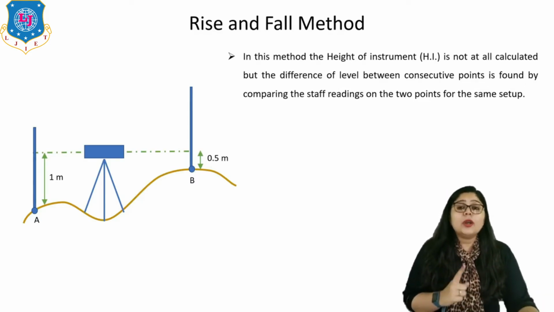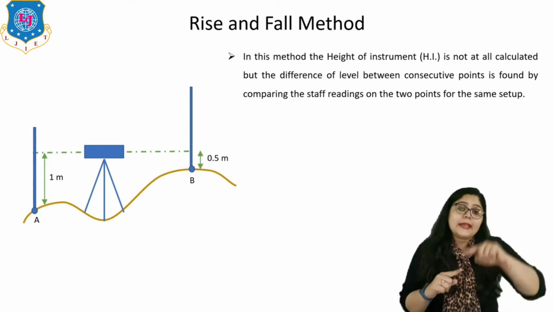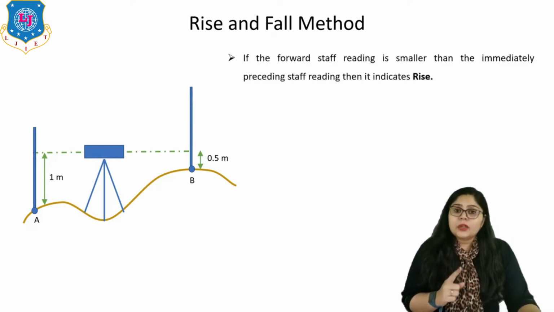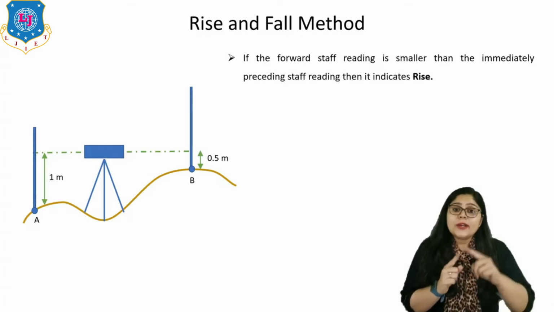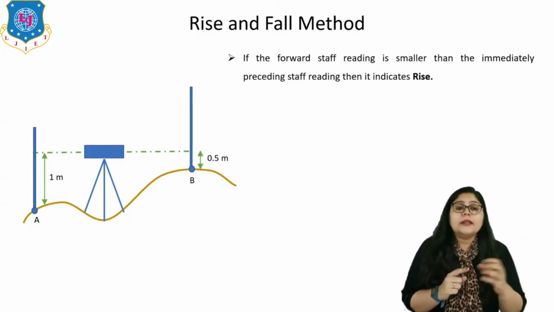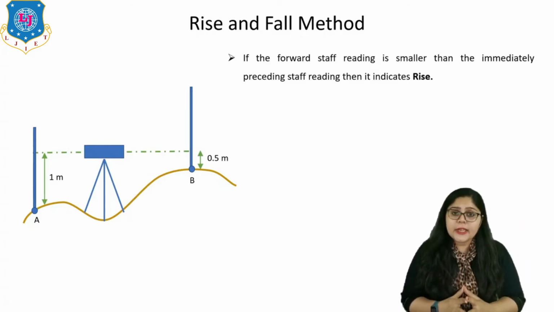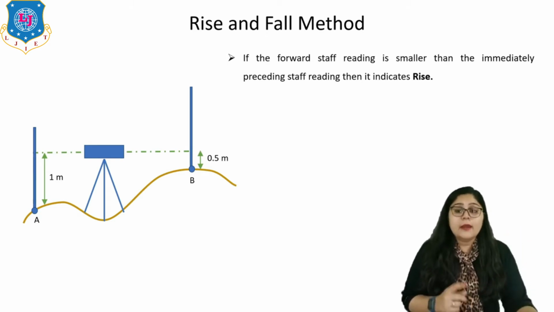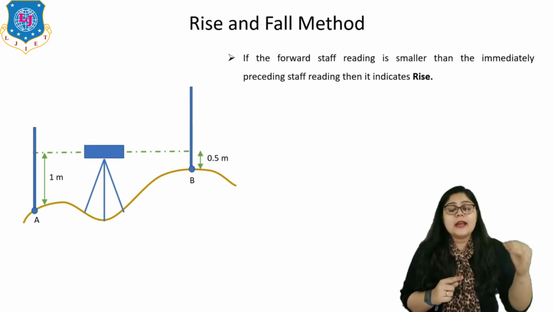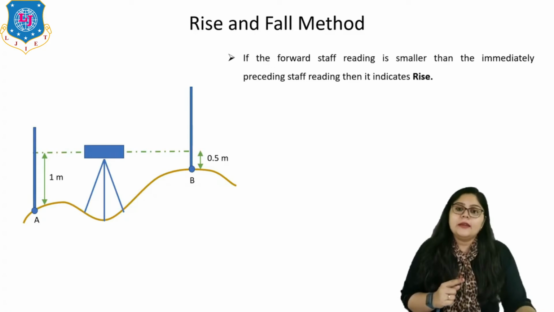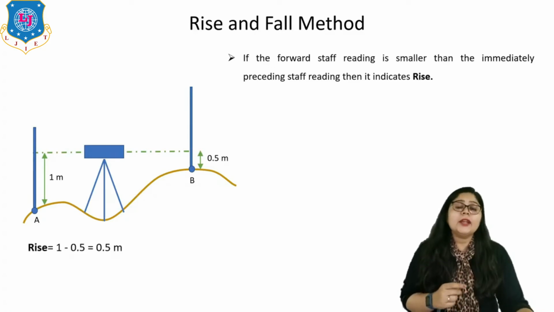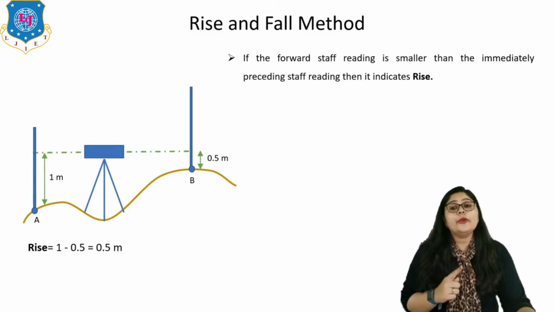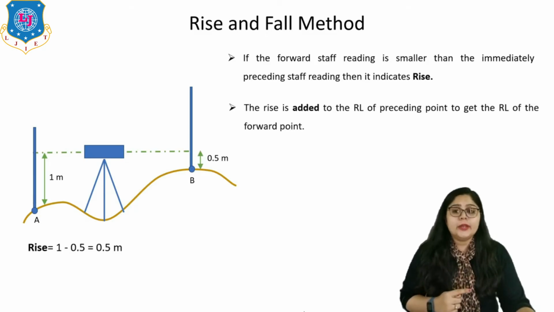But now if I want to compare it in terms of rise and fall, then what I have to do? For that, if the forward staff reading is smaller than the immediately preceding staff reading, then it indicates that it is a rise over there. It means station B is higher than the station A, right? So here I can calculate like this. Rise is equal to 1 minus 0.5. It means 0.5 is the difference between these 2 points.